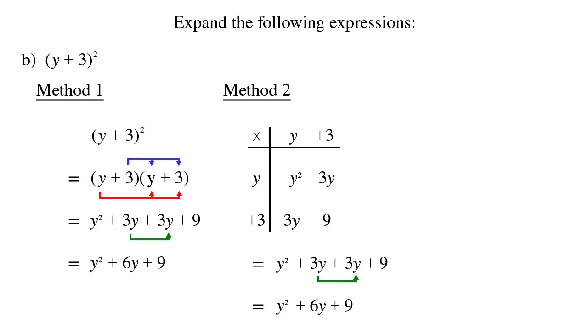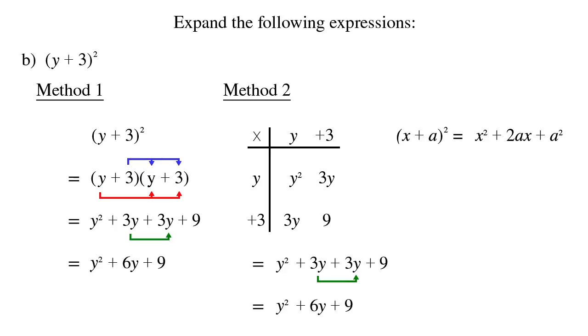So more generally, if we have x plus a all squared, square the first term, that's x squared, square the last term, that gives us a squared, and then for the middle term, it's twice the product. The product is ax, so that's 2ax.